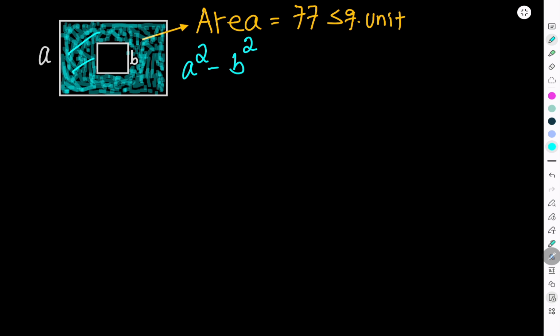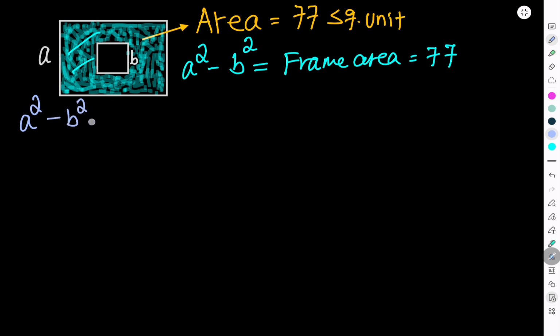That means the area of the larger square minus the area of the smaller square is what? It is the area of the frame, right? That is exactly equal to the frame area, right? And the frame area is given to be what? It is given to be 77 square units. So we have this specific identity, a squared minus b squared, that is exactly equal to what? 77.